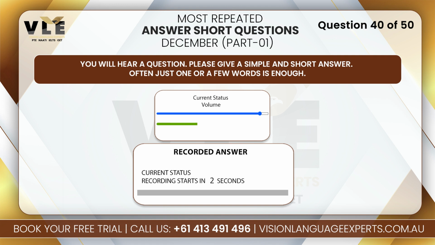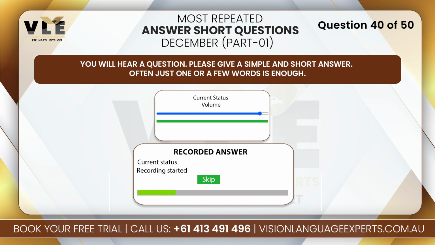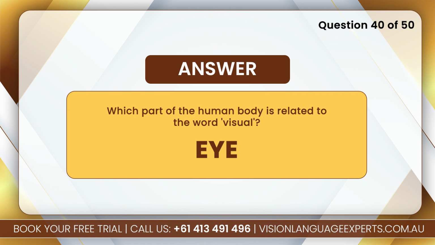Which part of the human body is related to the word visual? Eye.